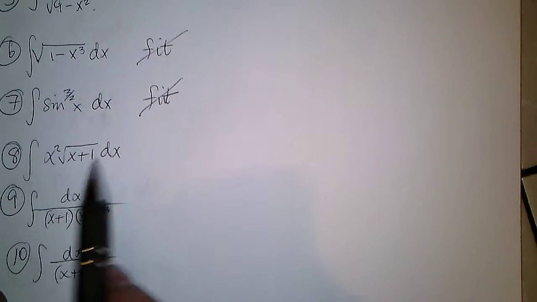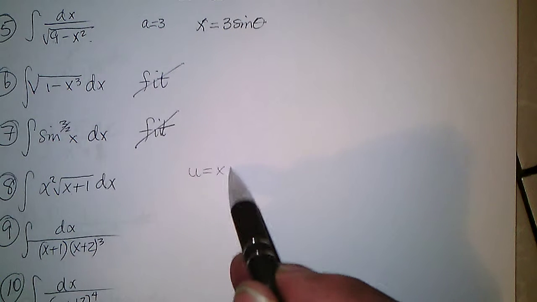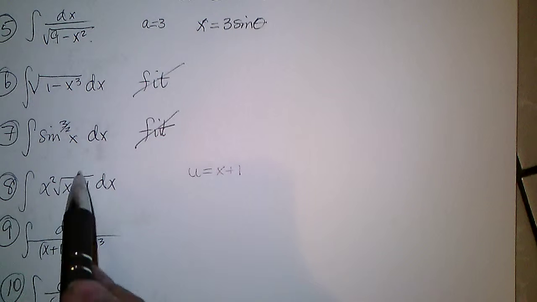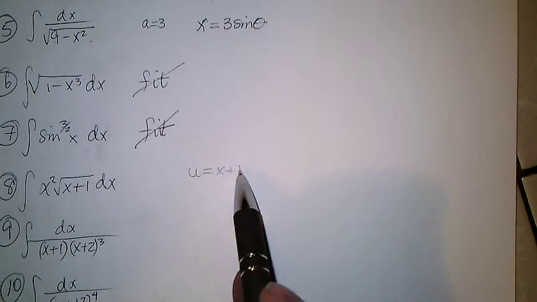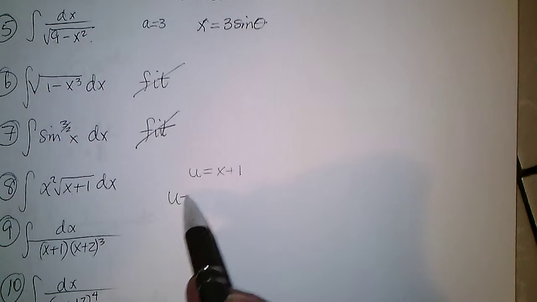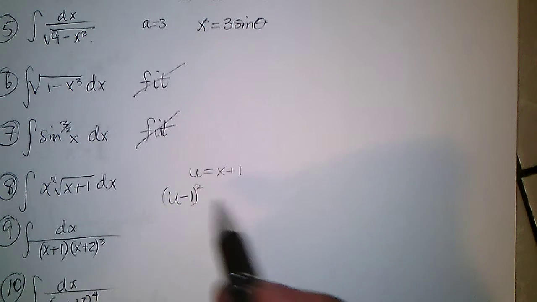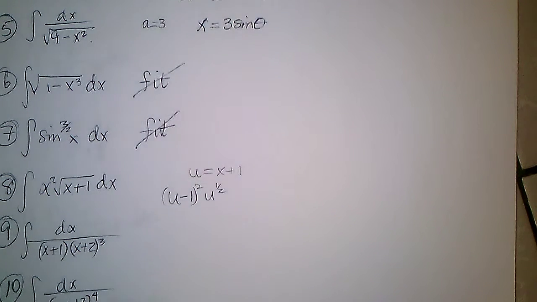This one is not too bad. You could let u be x plus 1. Then this would be the u to the half. And x would be u minus 1 quantity squared. So u minus 1 squared, you could multiply out and take it times the u to the 1/2. And that would be pretty easy to integrate.